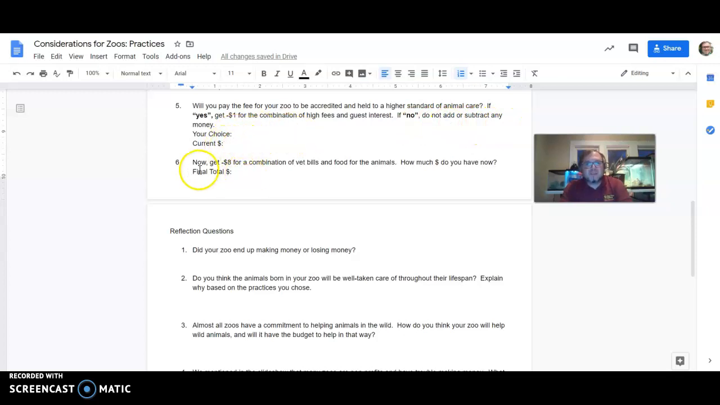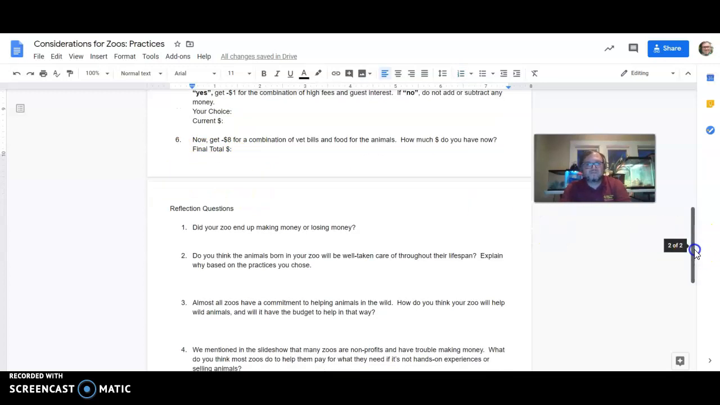Just don't alter it. Finally, for 6, get -$8 for a combination of vet bills and food for the animals. Like I said, those are the 2 biggest expenses for a zoo. How much money do you have now? So look at your final total. Could be positive, could be negative, depends on the choices you made.